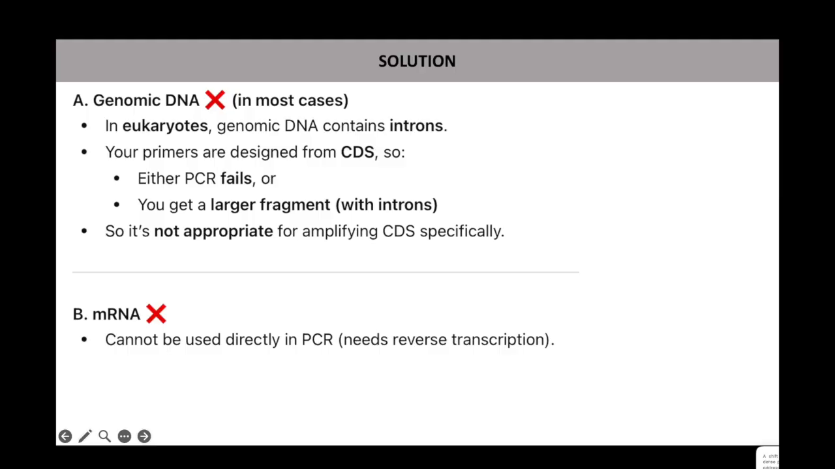So the question is on your screen; you can read it from here. The coding sequence of a gene was retrieved from NCBI, and suitable primers were designed to amplify the target gene. Which of the following could be used for PCR amplification of the target gene? The options were genomic DNA, mRNA, plasmid, and cDNA. As we were talking about genomic DNA.